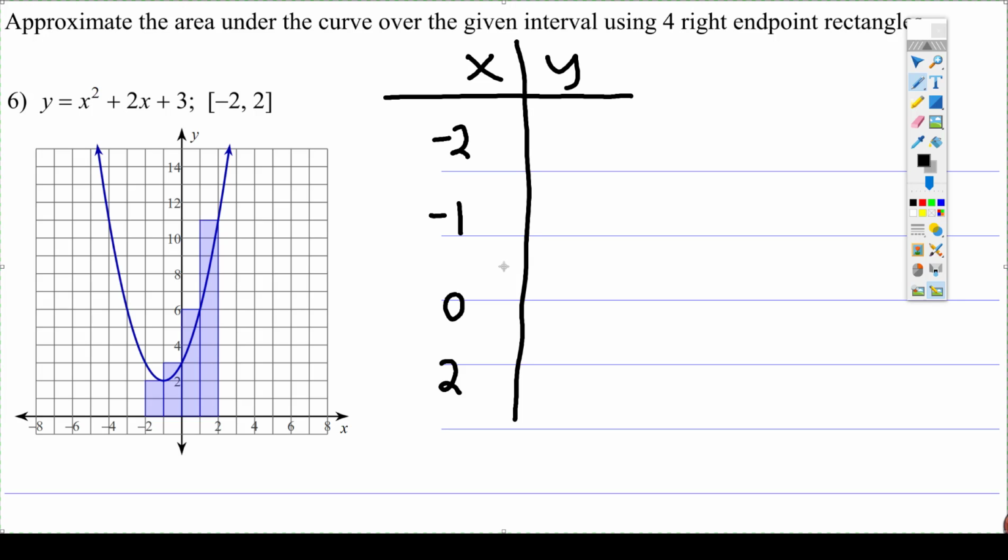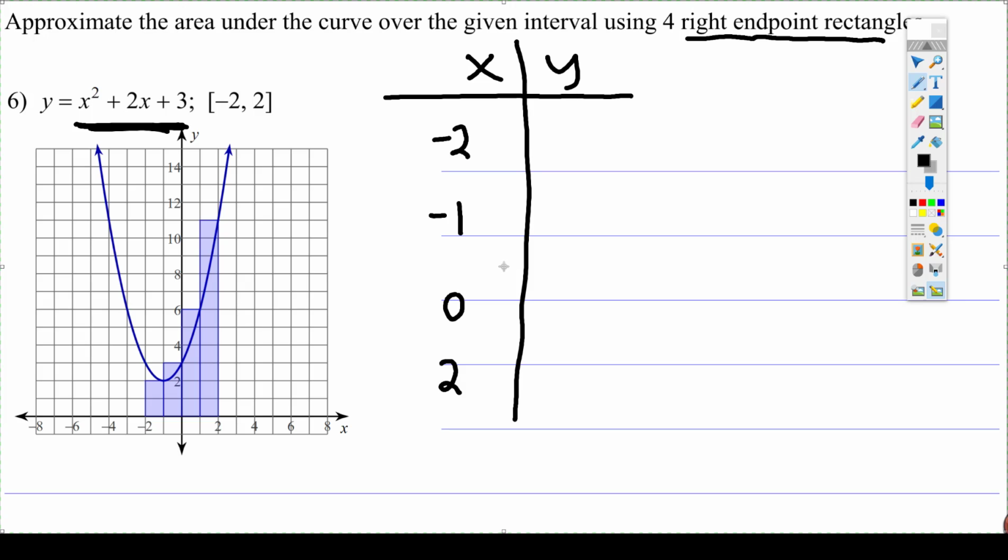Okay, I'm just going to refresh your brains on how to find the area under the curve using the right endpoint rectangles. Now, you do not need the graph for this. The graph is here, and that will come in handy. But all you need is this right here.